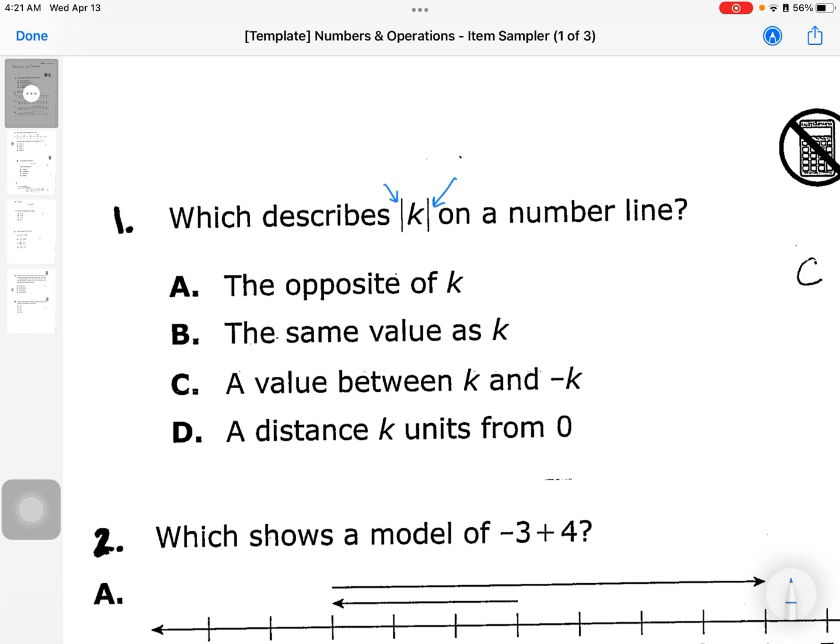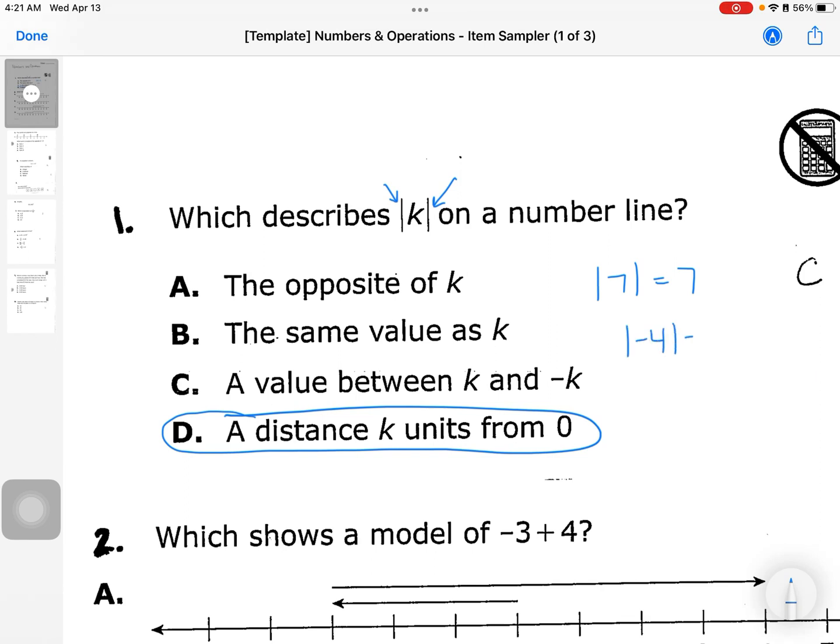Remember that that stands for absolute value. An absolute value of a number is a distance that a number is from 0 on the number line. And remember that if we're talking about distance, whether it be running or driving, a distance is always positive. So if I had the absolute value of 7, that would simply be 7 because it's 7 units from 0 on the number line. The absolute value of -4 is going to be a positive 4 because it is 4 units from 0 on the number line. It's a distance.